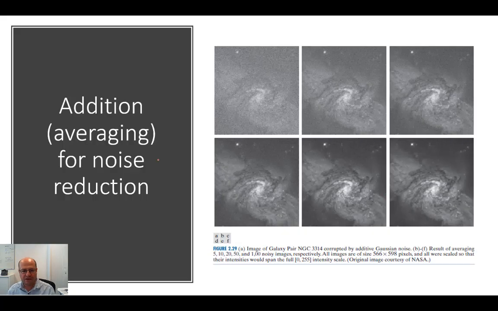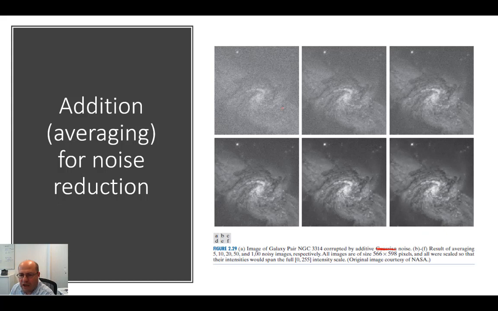What we get from that is exactly what's in the book, figure 2.29. This is an image of a galaxy pair. These are actual photographs of the galaxy pair NGC 3314 that's corrupted by Gaussian noise. You don't need to understand now what Gaussian noise is. We're going to have a whole lecture about noise in the near future, right?